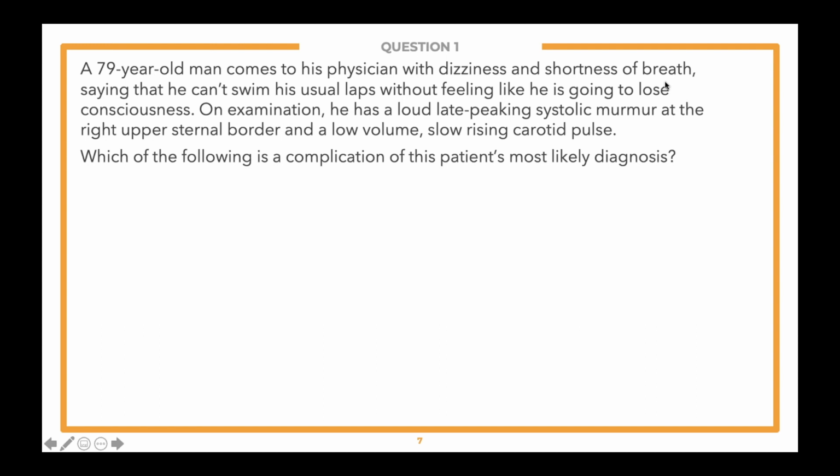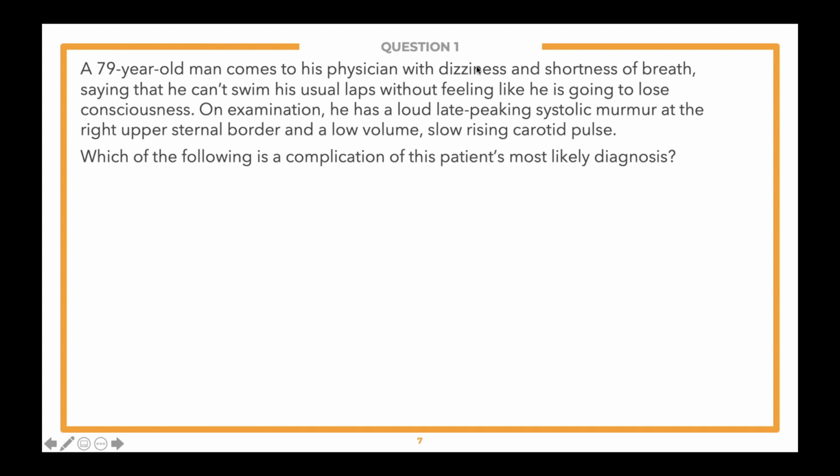All right, well, I see some responses coming in. So let's tackle that vignette. A 79-year-old man comes to his physician with dizziness and shortness of breath, saying that he can't swim his usual laps without feeling like he is going to lose consciousness. On examination, he has a loud, late peaking systolic murmur at the upper right sternal border and a low volume, slow rising carotid pulse. Which of the following is a complication of this patient's most likely diagnosis? I'll give all of you a few moments to start thinking about what's important in the vignette and lead-in as I hand it off to Paras.